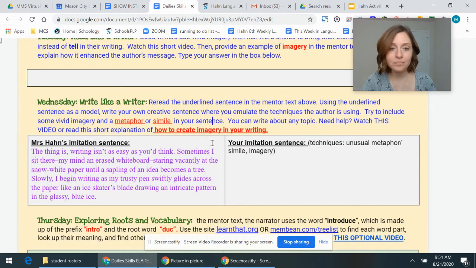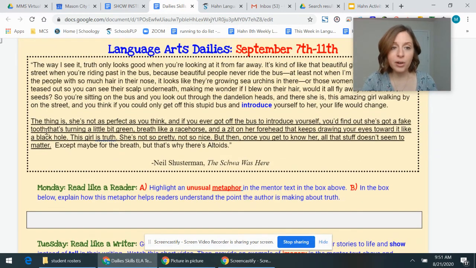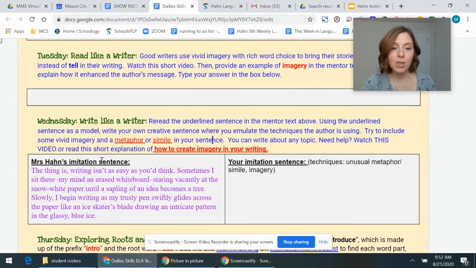Let's go back to our dailies. So what you're going to do is write an imitation sentence that really emulates the techniques of a metaphor or simile, like truth being compared to this girl, okay? And I want you to use vivid imagery that shows instead of tells. Here's my imitation. I didn't write about truth. I wanted to pick a different topic.